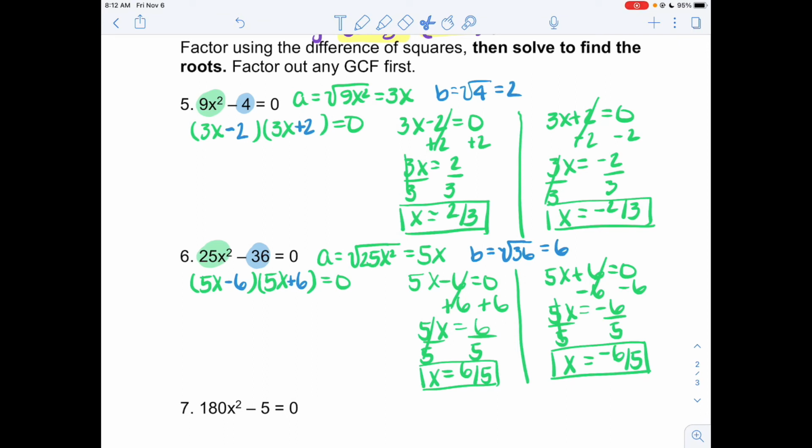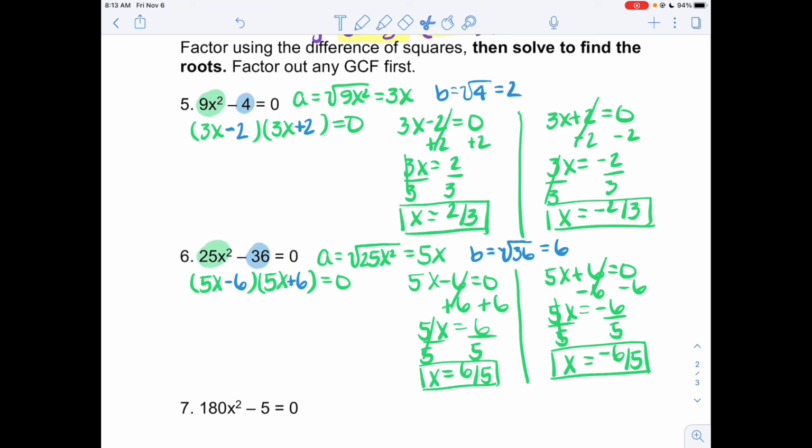So you should have identified your a term as being the square root of 25x squared, which is equal to 5x. b is the square root of 36, which is 6. So I can write my a term at the front, 5x, and my b term at the back, one with a positive and one with a negative, so negative 6 and positive 6. And remember to set it equal to 0.